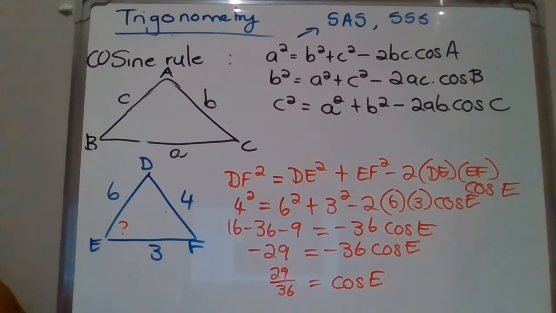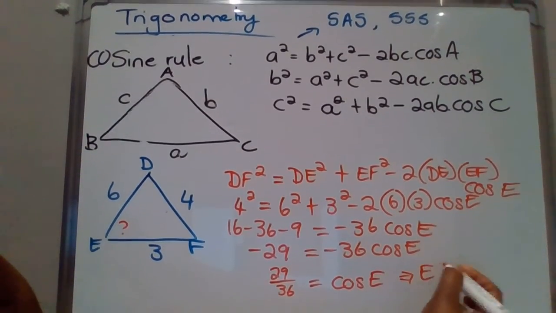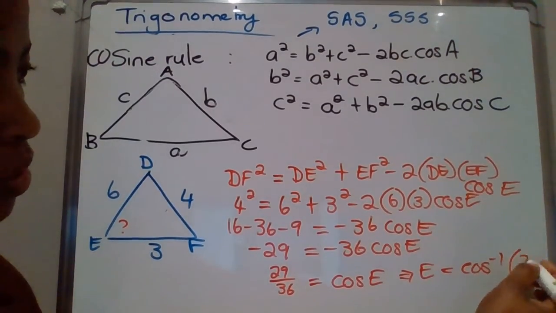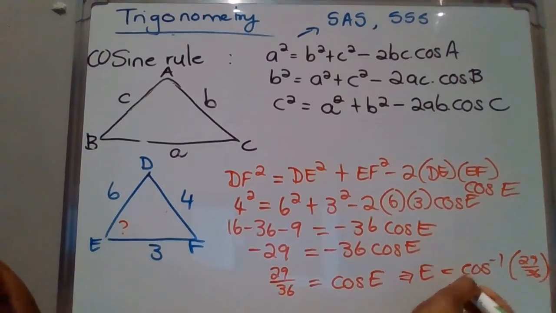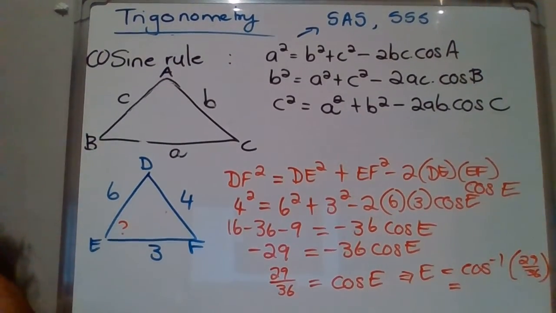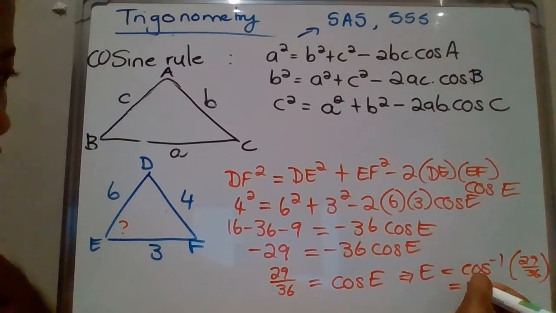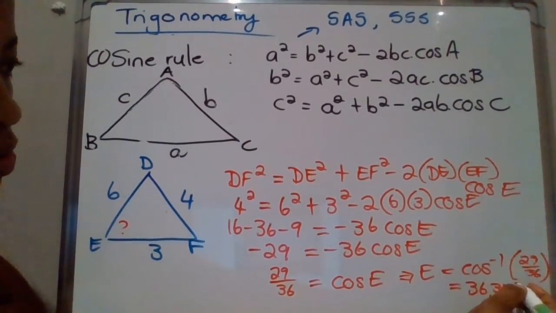And now how do I find the angle E? Again, I use my calculator, which tells me that E is equal to the arc cos of 29 over 36. And let's see what that value is. So my angle E is equal to 36.34 degrees.